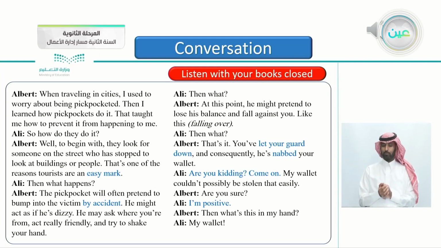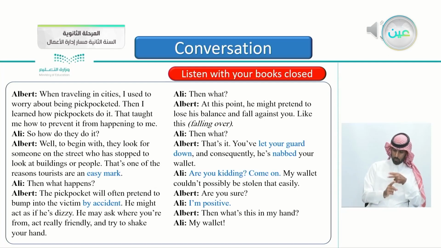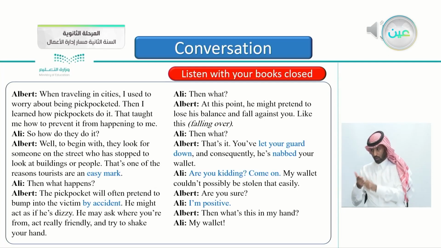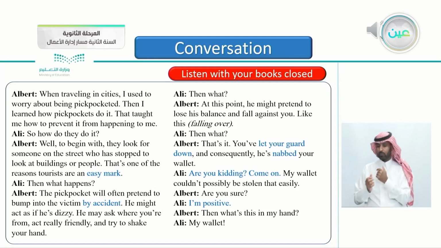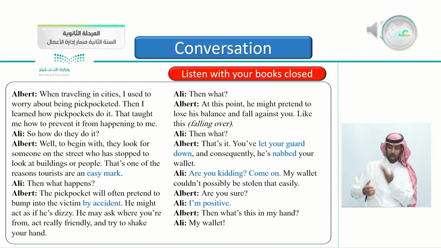Let's listen together. Crime doesn't pay. When traveling in cities, I used to worry about being pickpocketed. Then I learned how pickpockets do it. That taught me how to prevent it from happening to me. So how do they do it? Well, to begin with, they look for someone on the street who has stopped to look at buildings or people. That's one of the reasons tourists are an easy mark. Then what happens? The pickpocket will often pretend to bump into the victim by accident. He might act as if he's dizzy. He may ask you where you're from, act really friendly, and try to shake your hand. Then what? At this point, he might pretend to lose his balance and fall against you. Like this. Then what? That's it. You've let your guard down, and consequently, he's nabbed your wallet. Are you kidding? Come on, my wallet couldn't possibly be stolen that easily. Are you sure? I'm positive. Then what's this in my hand? My wallet!